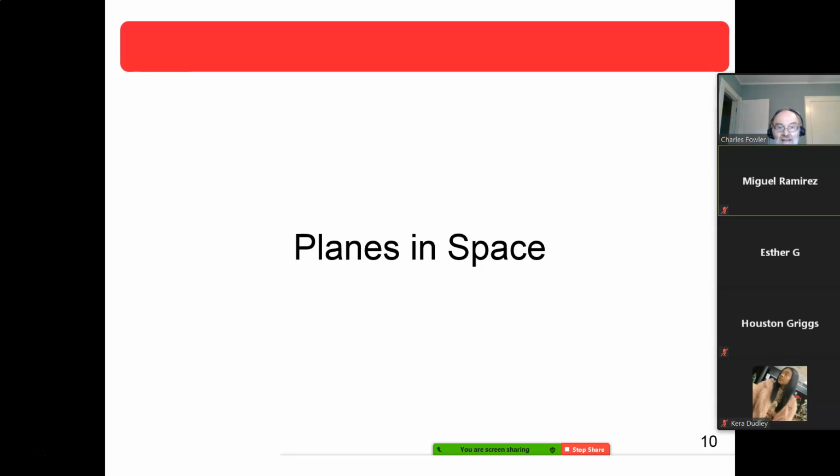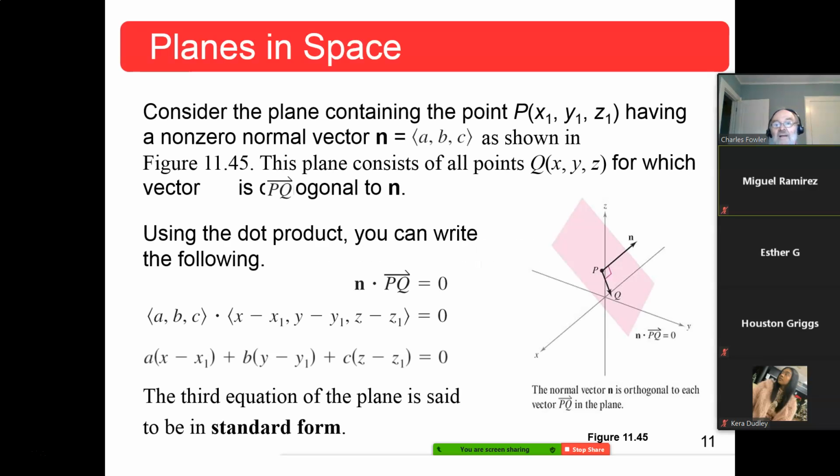Okay, now consider the plane containing the point P, x1, y1, z1. We just had 2 points that defined a line. This point here is in a plane. Okay, lines, by the way, are in planes as well. Okay, now it has a non-zero normal vector. Okay, now what do we mean by that?